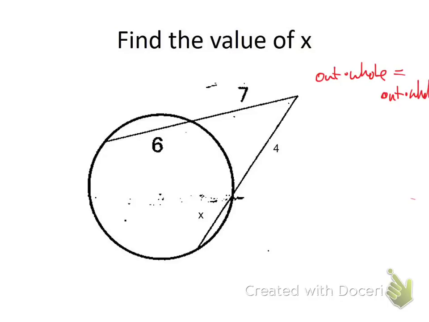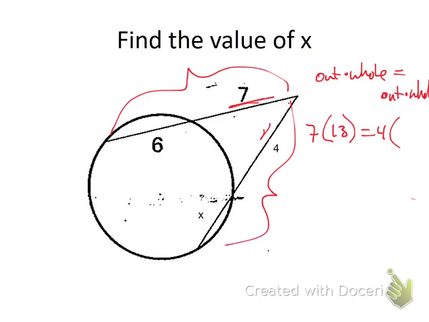And if we do that here, the outside piece of this secant is 7. The whole thing is going to be 7 plus 6, or 13, right? And same thing for the other side. The outside piece is 4. The whole thing is going to be 4 plus x. And so that's the equation that you must go solve. So you get 91 here, 16 plus 4x. Subtract 16 from both sides, and you will get 75.